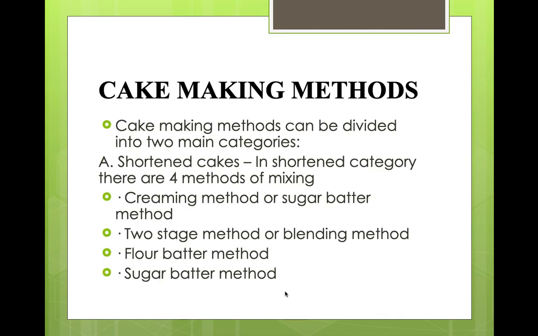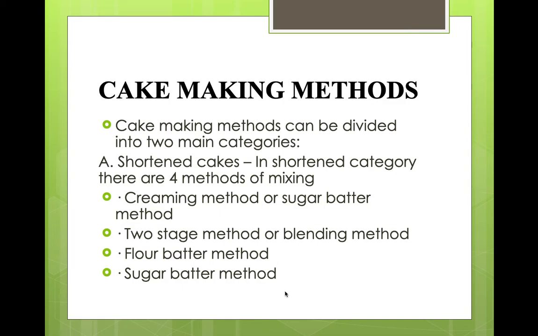We move on to the cake making methods. The cake making methods can be divided into two main categories, starting with shortening cakes. In the shortening category, there are four methods of mixing: the creaming method, the sugar batter method, the two-stage or blending method, and the flour batter method.